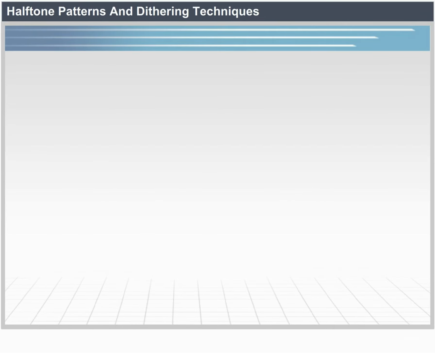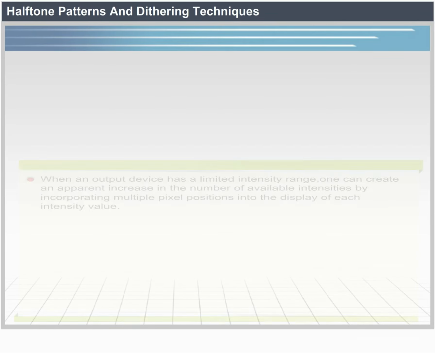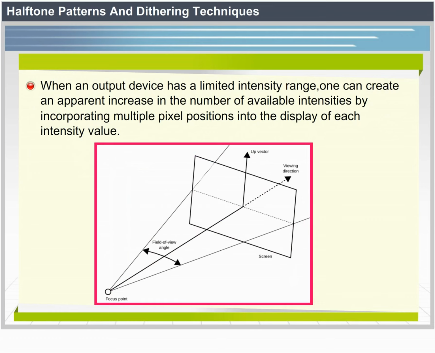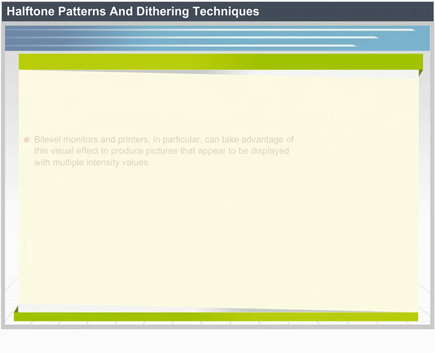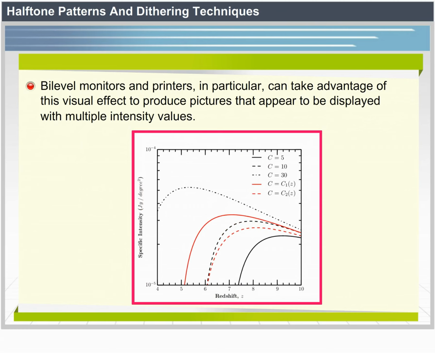Halftone patterns and dithering techniques. When an output device has a limited intensity range, we can create an apparent increase in the number of available intensities by incorporating multiple pixel positions into the display of each intensity value. When we view a small region consisting of several pixel positions, our eyes tend to integrate or average the fine detail into an overall intensity. Bi-level monitors and printers in particular can take advantage of this visual effect to produce pictures that appear to be displayed with multiple intensity values.